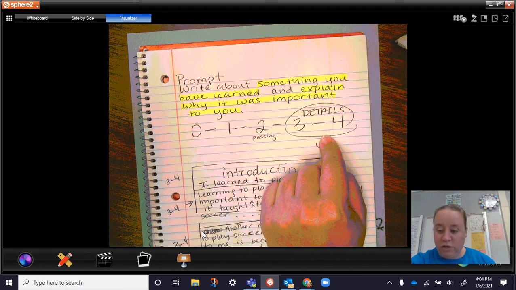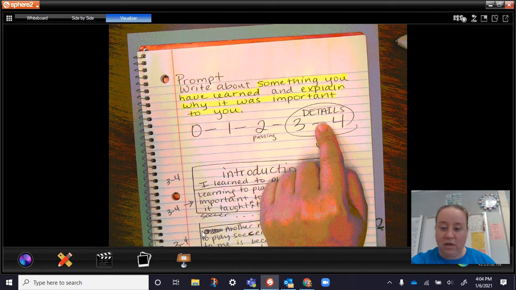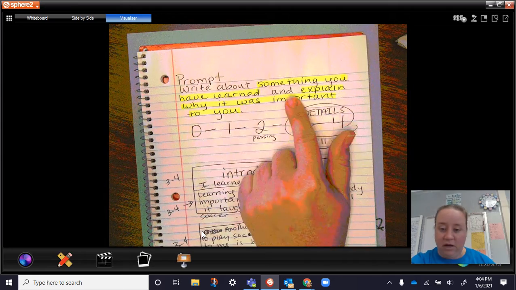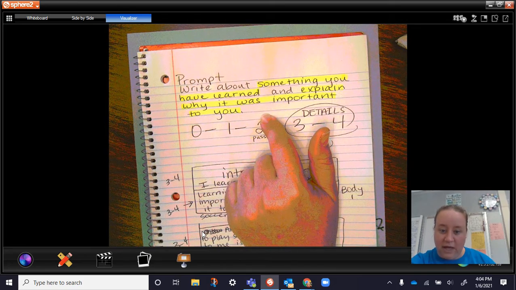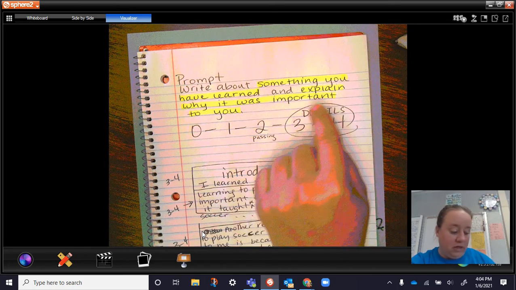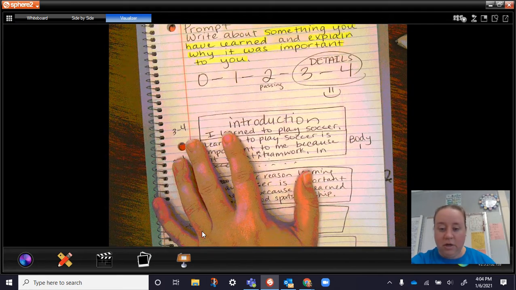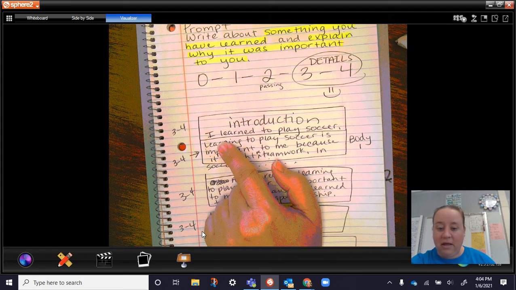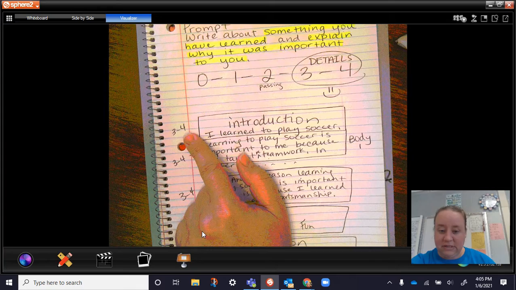This is where we want to shoot for 3s and 4s. 3s and 4s, smiley face. Threes and fours have details. They do everything here. The paper is specifically about something you learned, and it specifically explains why it was important to you, but it goes into detail. Okay, it's got everything. All right, so here, introduction, you're going to introduce this idea that I learned to play soccer. It needs to be at least 3 to 4 sentences.